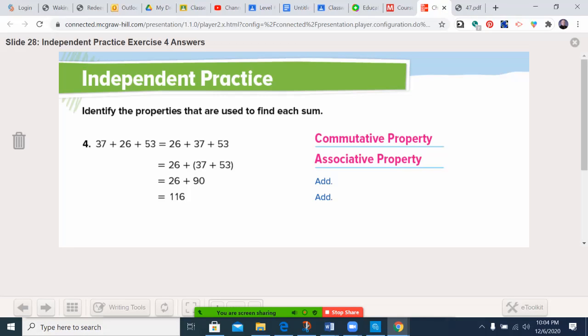Welcome back. Let's see how you did on number 4. We have 37, 26, 53. Now 26, 37, 53. We changed the order, so it's commutative. 26 plus 37 plus 53. Once I put the parentheses to group them together, that's indicating associative property, and then I add.